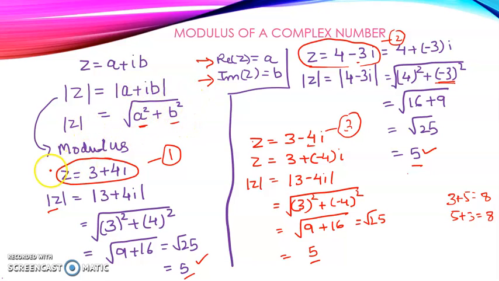So the square of the real part plus the square of the imaginary part, and the square root, is your modulus. In the next video I will explain how to solve questions. So remember this concept clearly. Then I will tell you the conjugate of a complex number and the multiplicative inverse also.